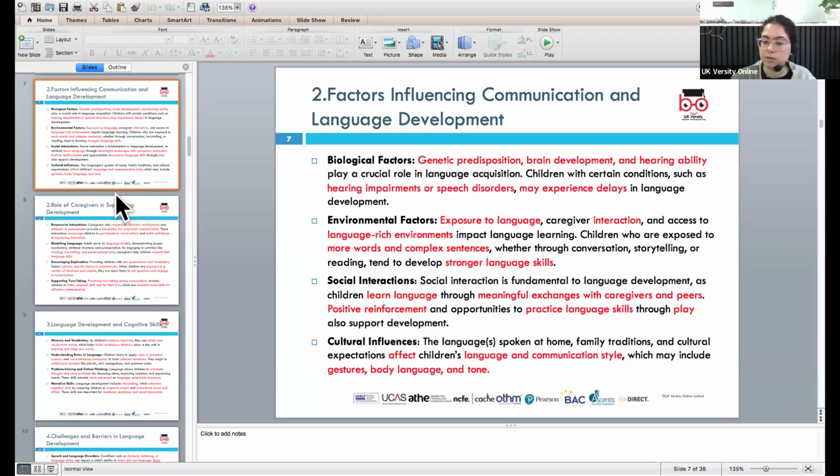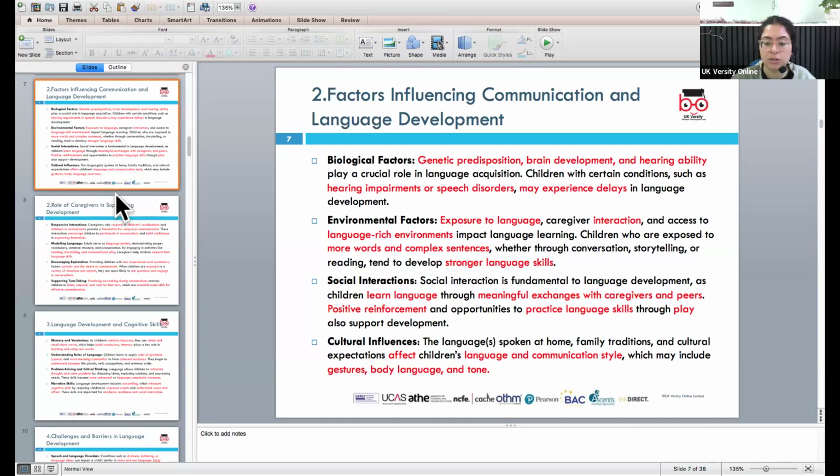So biological factors, understand. Now then environmental factors. Exposure to language, like how the interaction is going on with the caregiver and how accessible a language-rich environment is, impacts language learning. Children who are exposed to more words and complex sentences, might be through conversation, storytelling, or reading, tend to develop stronger language skills. That's why you must have seen, children are encouraged to read more books, or their parents are encouraged to give them more exposure to language, to read books, and to do intelligent storytelling, so that children can have better language skills.